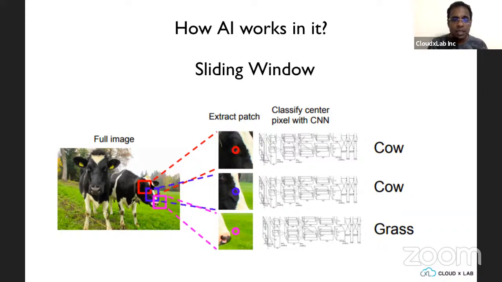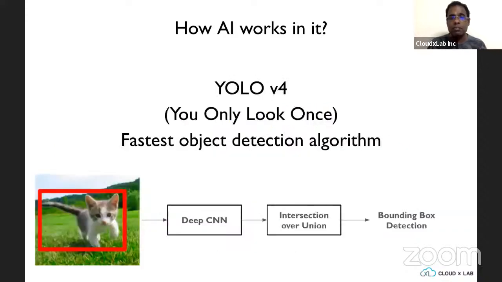So they would run multiple windows of different heights and widths across it, and each of them would get a certain output, a certain classification. And at the end, you would merge all of it. Now that's an extremely slow, painful process.